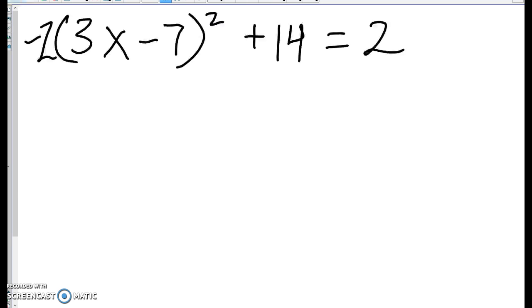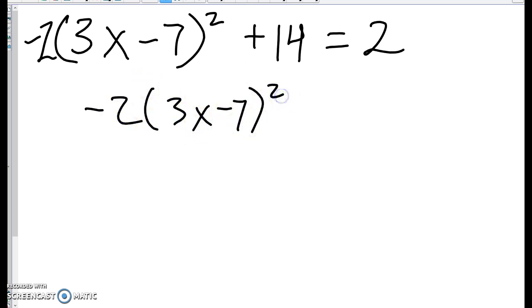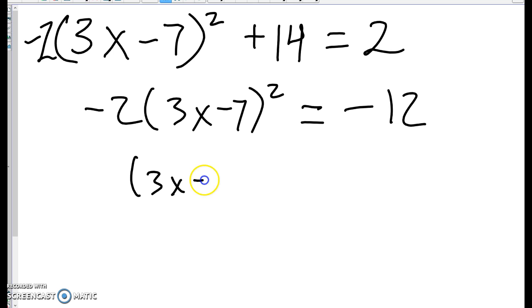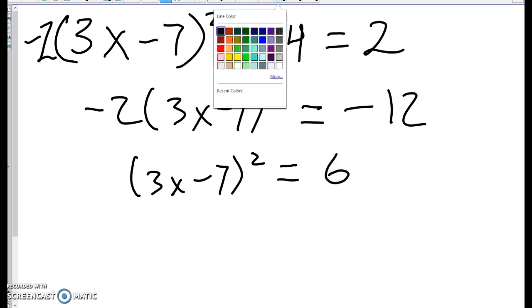I'm going to do one last one. This is about the weirdest we're going to run into, because we're not going to run into negative square roots. So I'm just going to walk right through this until we get to the tricky part. So we're going to subtract 14 from both sides, get negative 2, 3x minus 7 all squared equals negative 12. Divide both sides by negative 2, and we're left with 3x minus 7 all squared on the left, and negative 12 divided by negative 2 is positive 6 on the right.